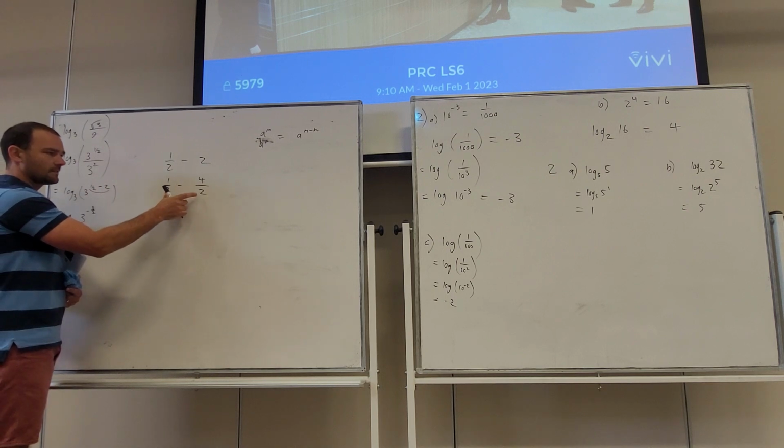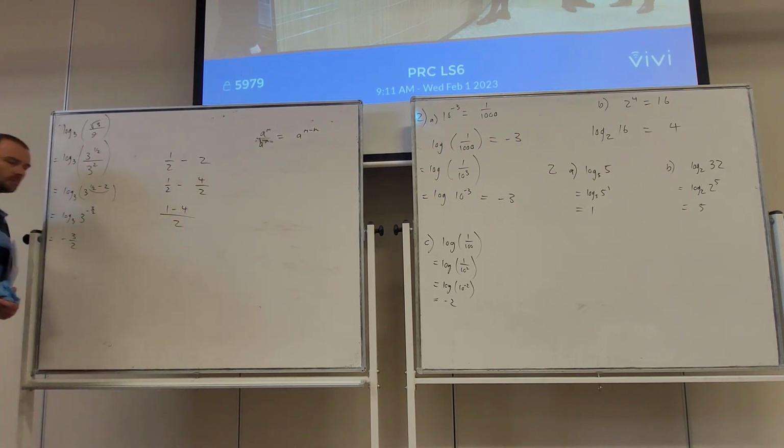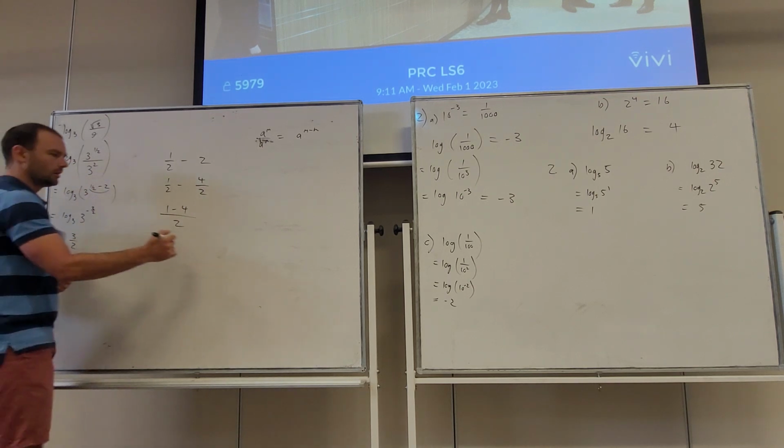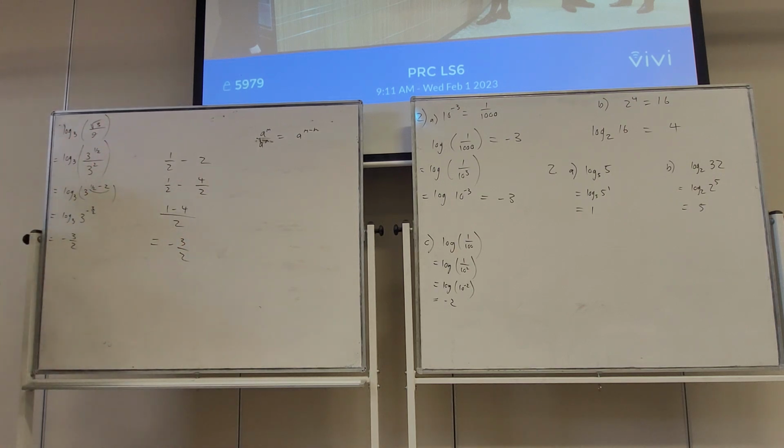And so now that they have the same denominator, we can bring them together. And so it's just 1 take away 4 on top of 2. That's negative 3 on top of 2, or minus 1.5. So yep, you get full marks there. You can express it as a decimal if you want. Either of those is fine. I think we tend to prefer fractions, generally speaking. Okay, so that's that one.